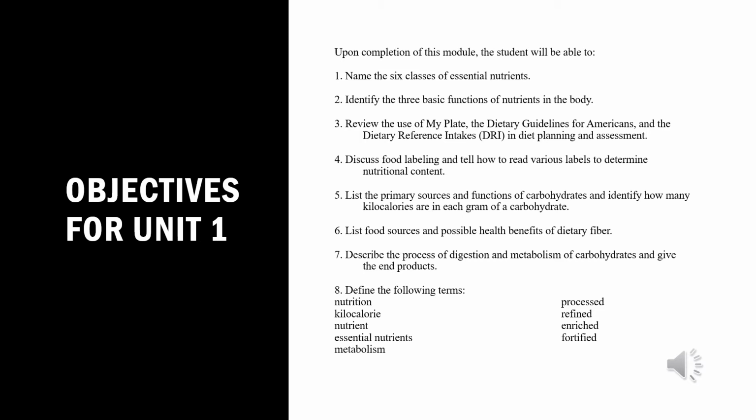So these are our objectives for this module. We're going to talk about 6 classes of nutrients, the 3 basic functions, how to use the My Plate and the dietary guidelines, we're going to talk about food labeling and primary sources of carbs, fiber, and how carbs are digested in our body.